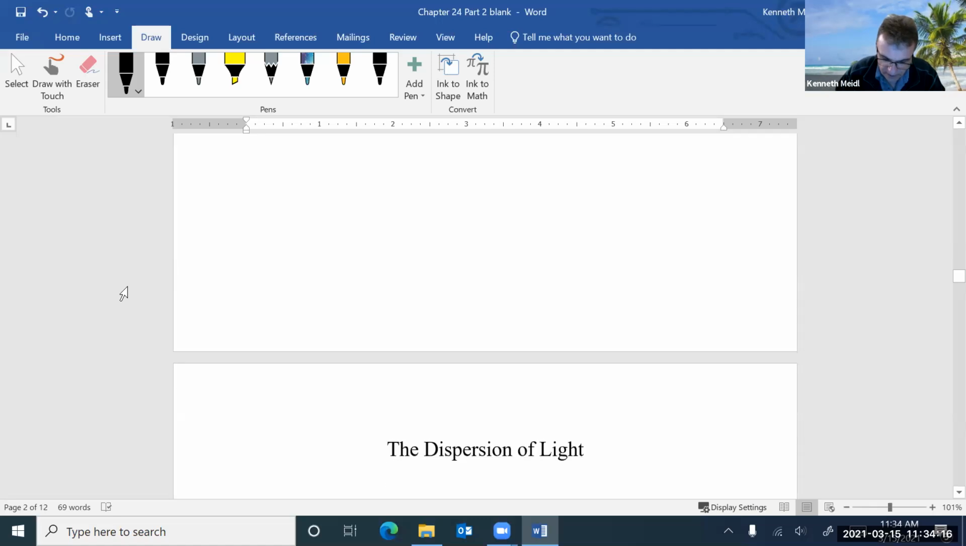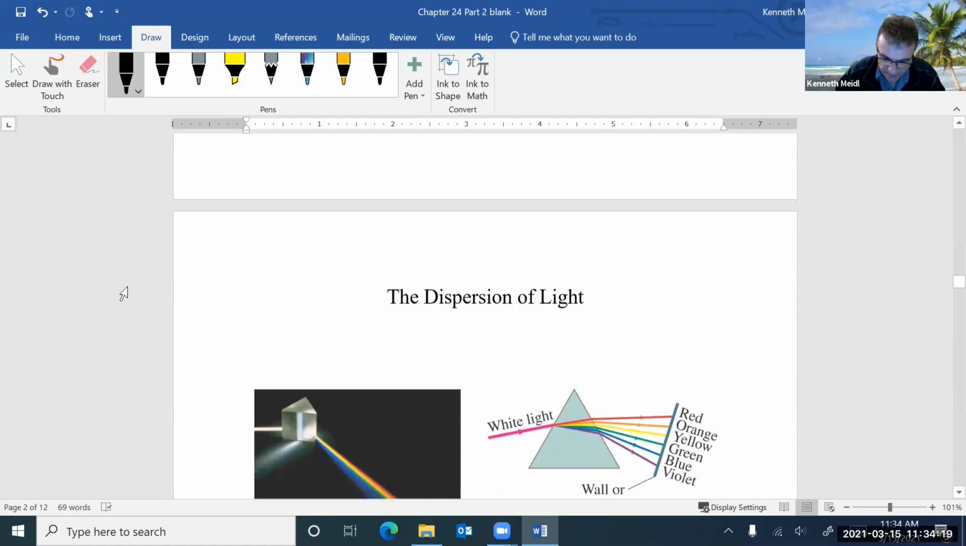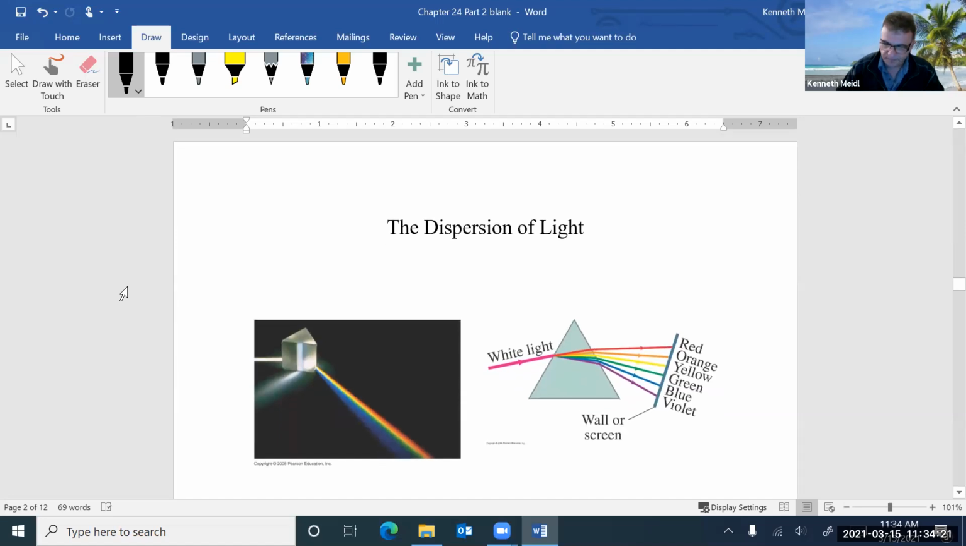Okay, what do we got next here? The dispersion of light. Okay, so you've all seen rainbows, so take a look here at what's taking place. So we have white light coming in, and then you get all these different colors coming out off the other side.